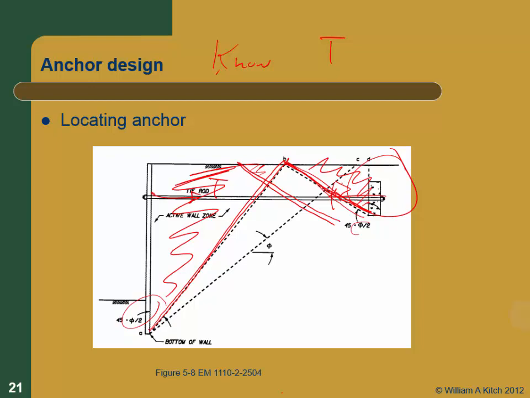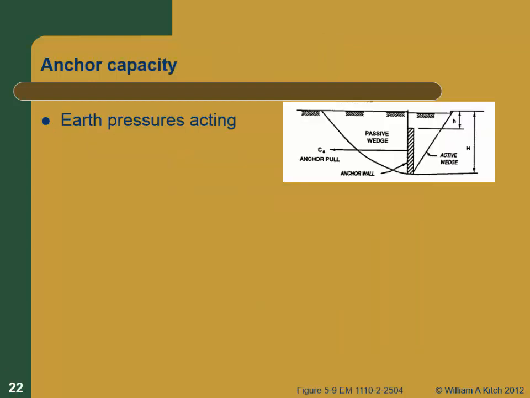It's an iterative solution because the depth of this wall is going to depend on what anchorage force, but you start off with an assumption of what the depth of the anchor wall is going to be, and then compute this. It's pretty straightforward to do. And then the next thing we need to do is make sure that we actually get the capacity out of the dead man or the anchor wall we're using.